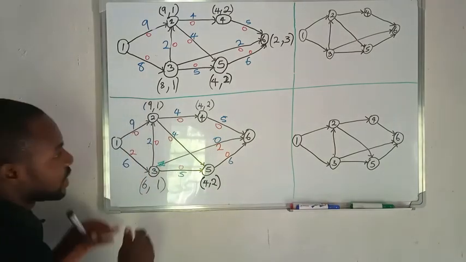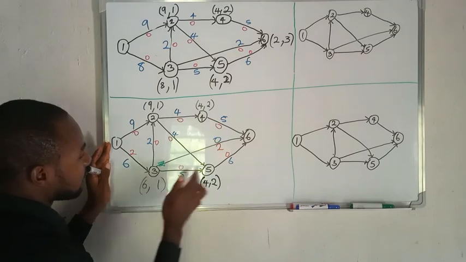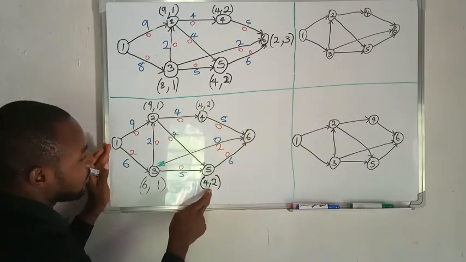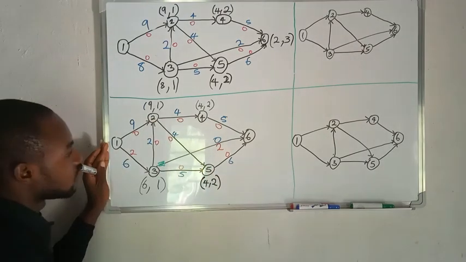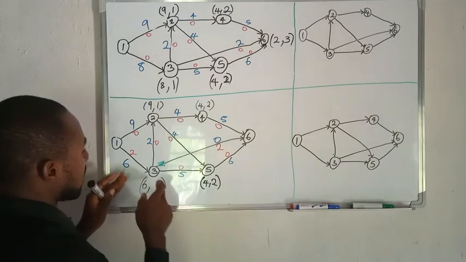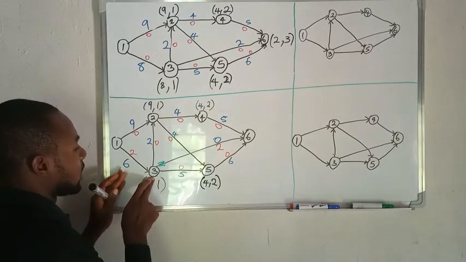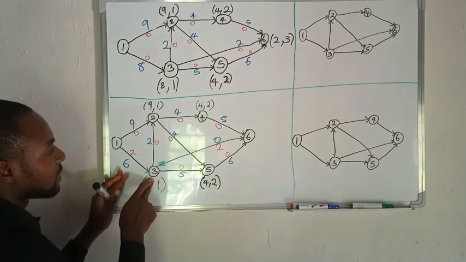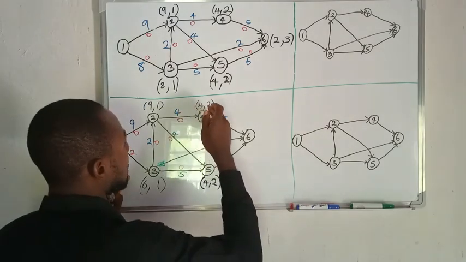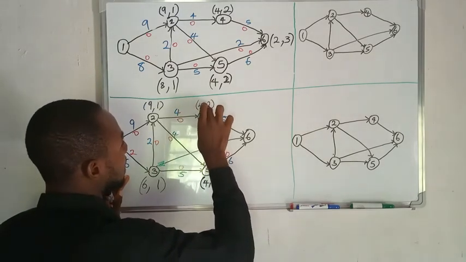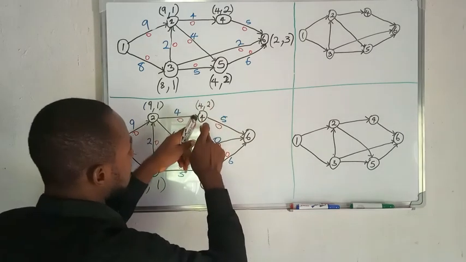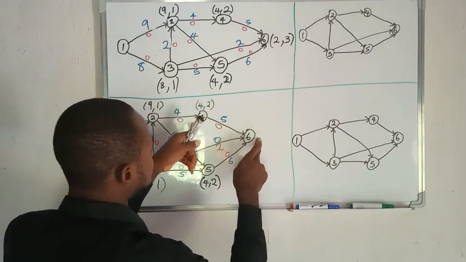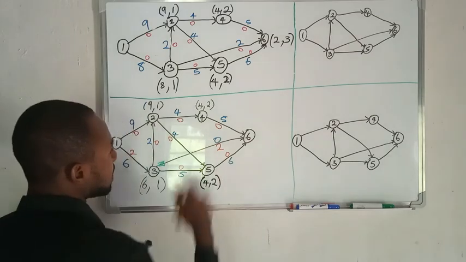and then we check 5. We cannot label 5 because 5 has already been labeled from 2. So since we can't label any other node from 3, we go to 4. Can we label any node from 4? We see that 4 has a connection with 6, so we label 6 from 4.